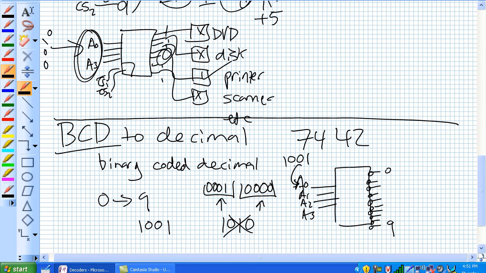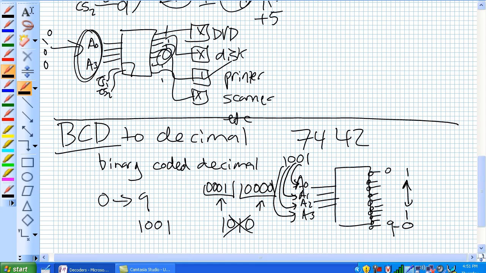1, the 1's there, 0 there, 0 there, 1 there. What's going to be the only thing that's low? All these guys are going to be high, but there's a low on the 9 pin, okay? That's all the 7442 is.